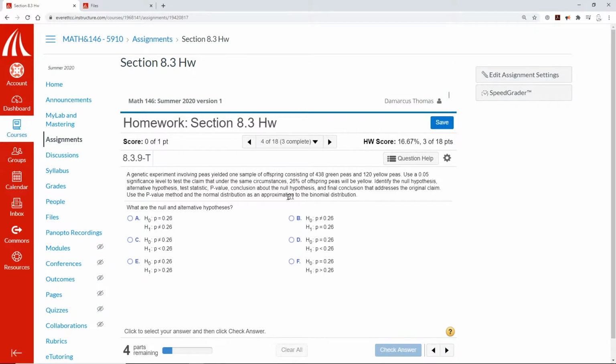Well, because the claim is that it will be equal to this 26%, they usually mean that we're going to have to do a two-tailed test, which means the alternative is that it is not equal to 0.26.